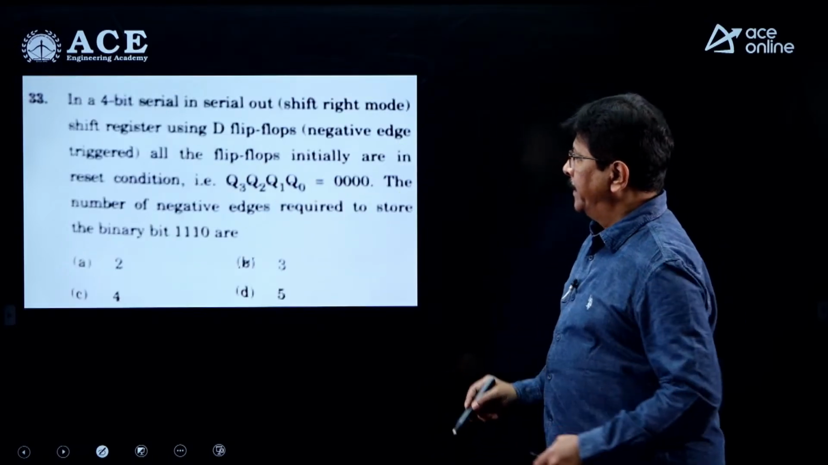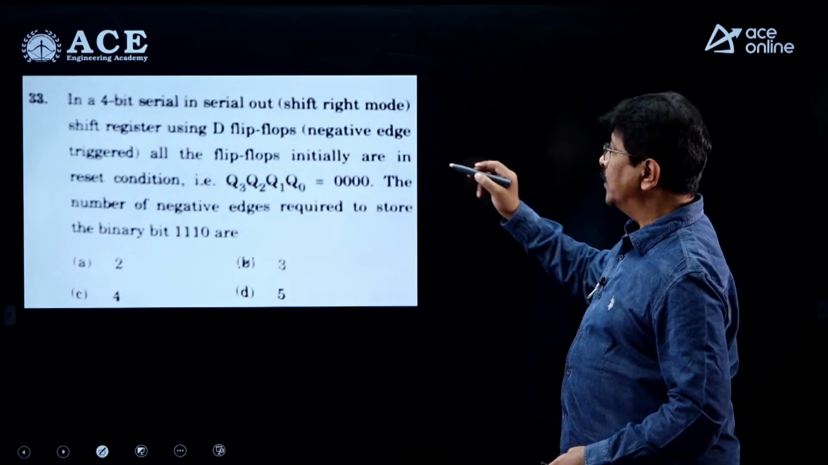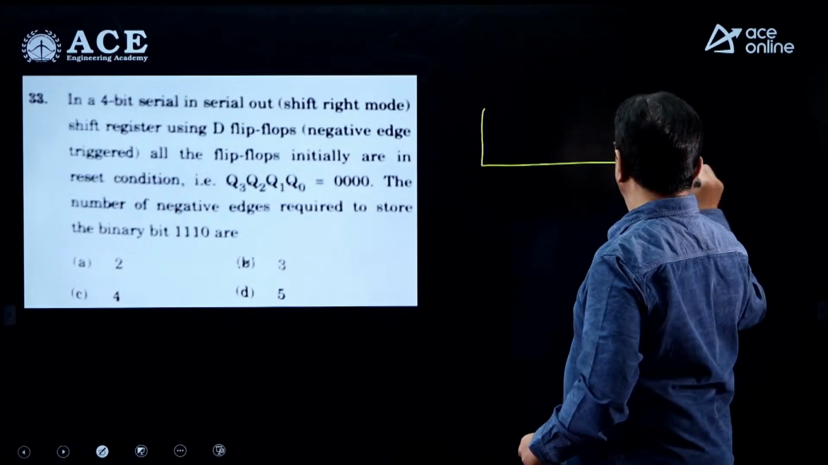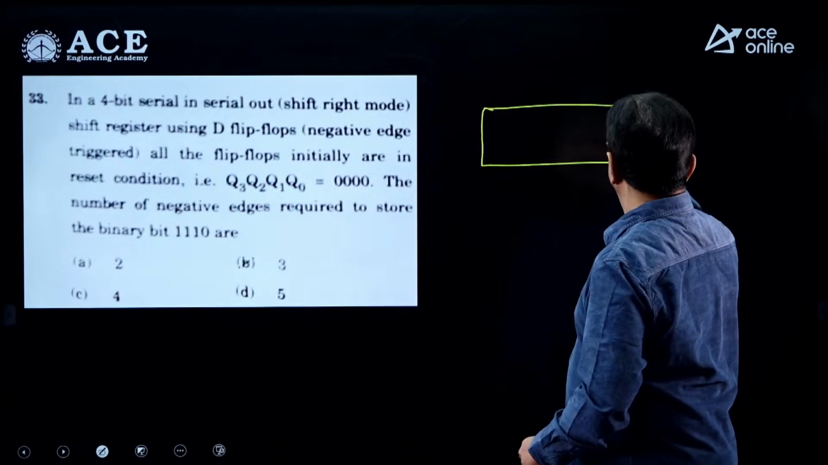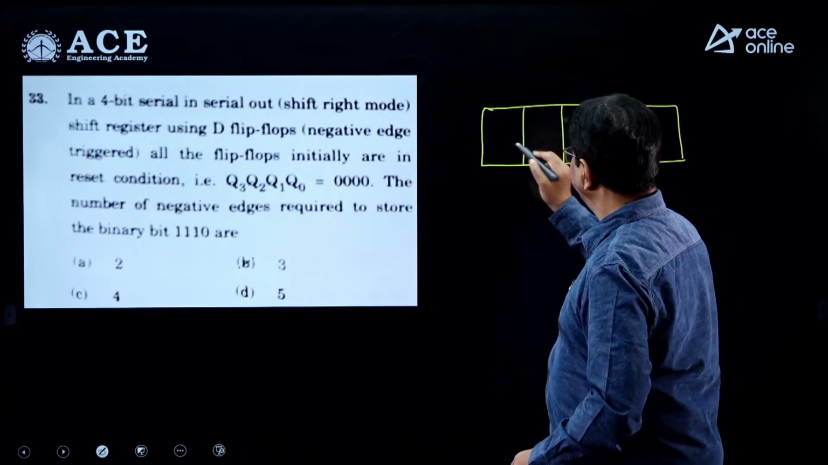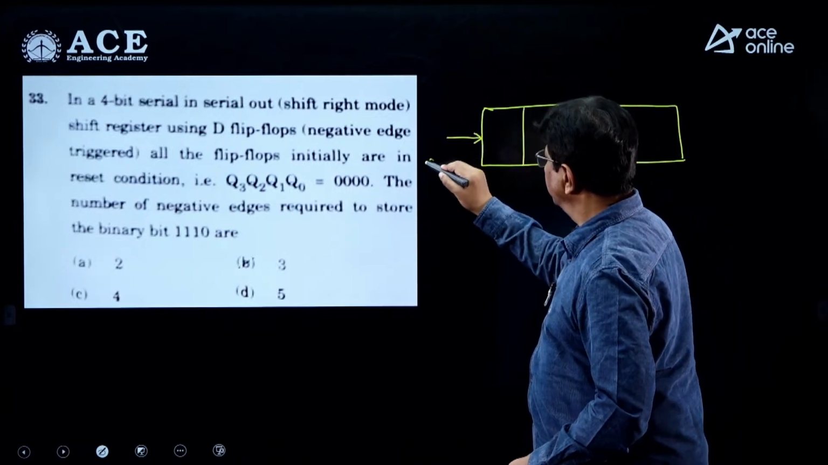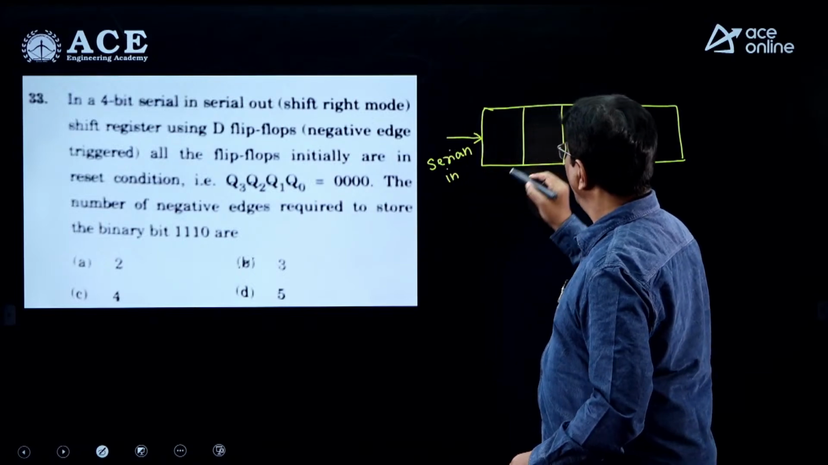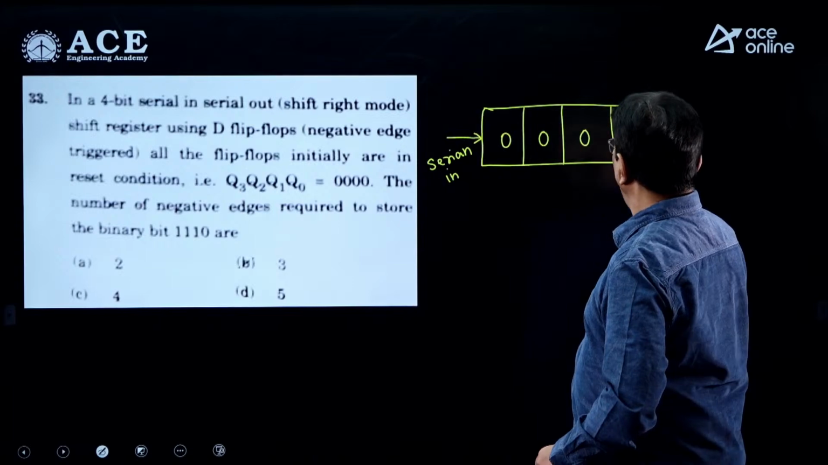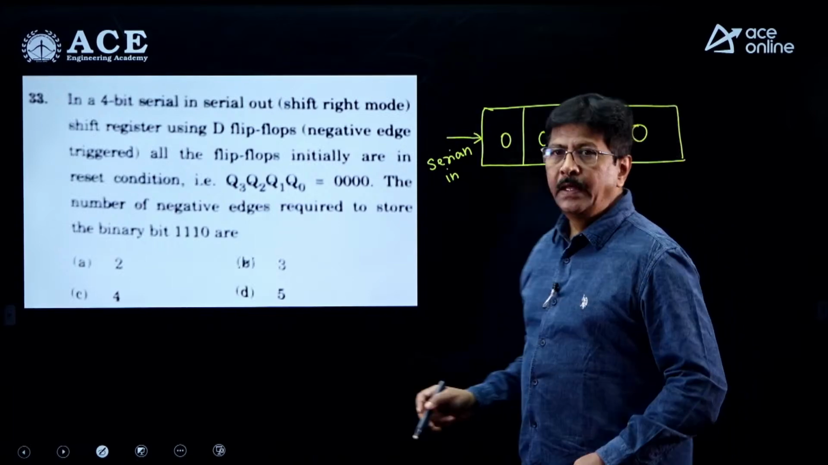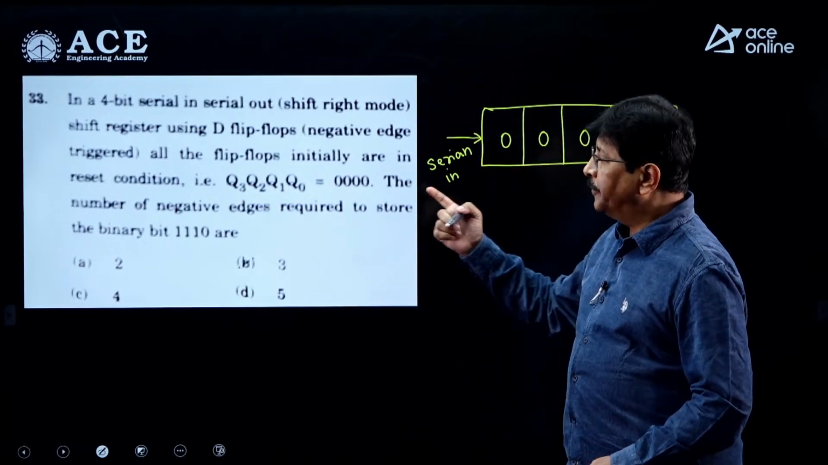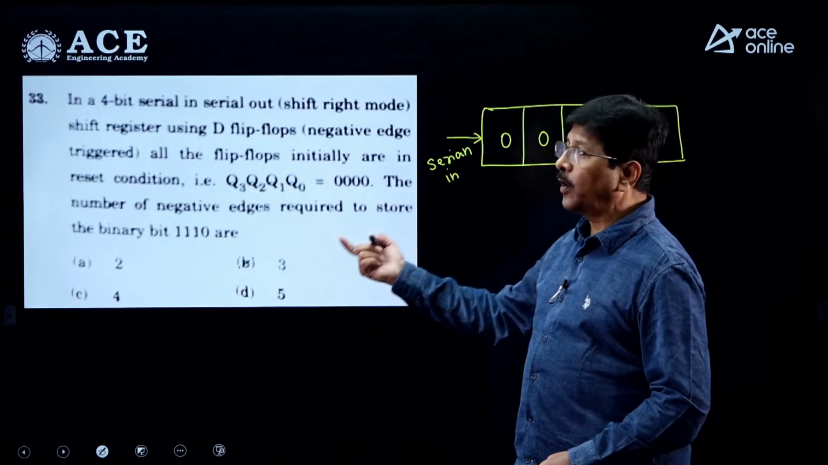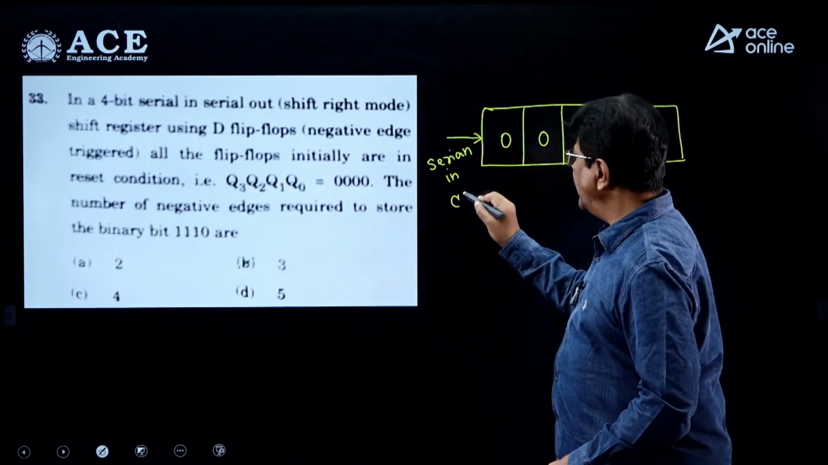Okay. So this is a serial in, serial out shift register. Fine. So in order to get to the value of 1110, how many clock pulses do you require? So you know very well.